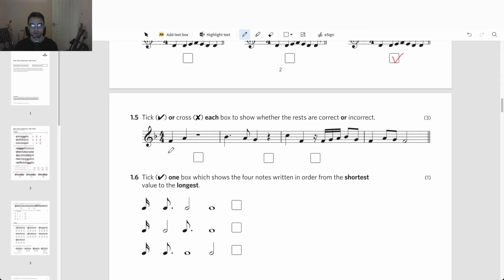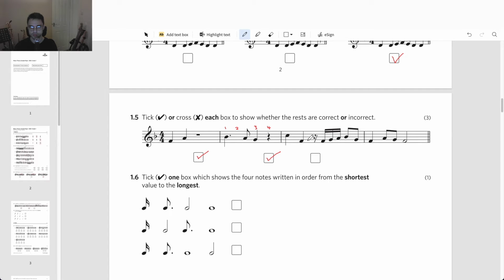1.5. Tick or cross each box to show whether the rests are correct or incorrect. All right, so we're in 4/4. So let's have a look at this first bar. Is this rest correct? Well, it's the 3rd and 4th beat of the bar, so it's a 2-beat rest. That is correct. What about this one? That is also correct. All right, we've got beats 1, 2, and 3, 4. Yep, that's correct.